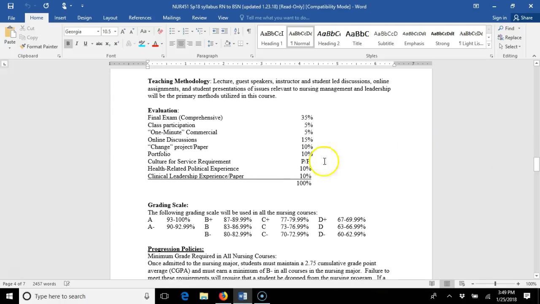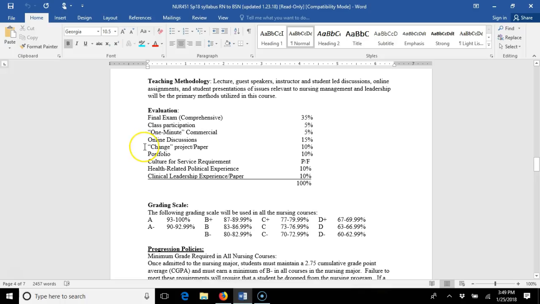Evaluations, here's probably one of the key parts that you want to know about. Your final exam, which is comprehensive over the whole term, is 35%. This is the only test that you will have during this class, but it does count for 35% of your grade. There will be class participation throughout the whole course, and that is 5% of your grade. There are 1-minute commercials that we'll talk about here in a little bit. That will be worth 5% of your grade. There will be online discussions throughout the course, which will be 15%.